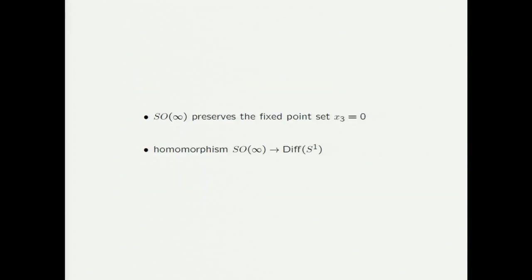One point to note is that SO infinity preserves the fixed point set, the equator. So there is a homomorphism from SO infinity to the diffeomorphisms of the circle, which is kind of interesting because this group doesn't have the properties. So there's no nice invariant inner product on this group, although there is on this. So this is rather different from representations of a compact group, for example. Anyway.